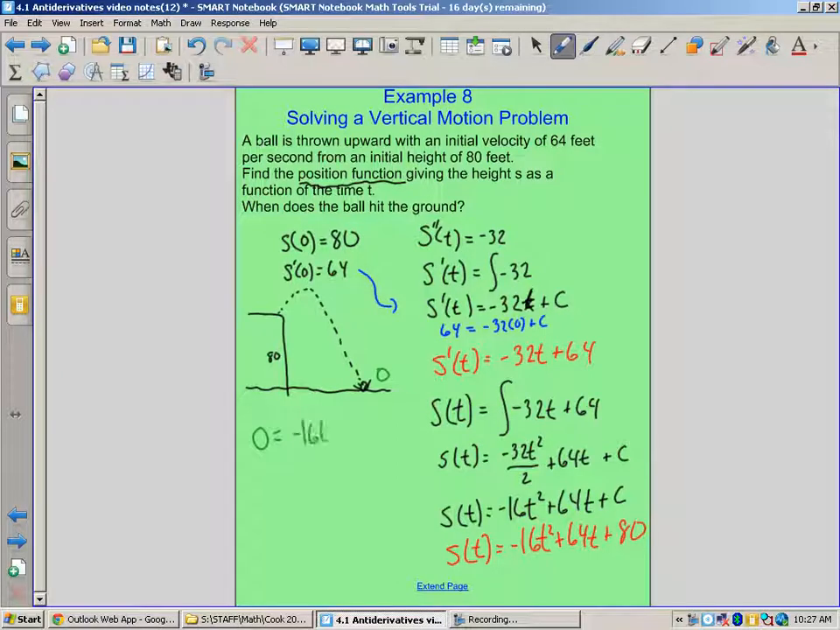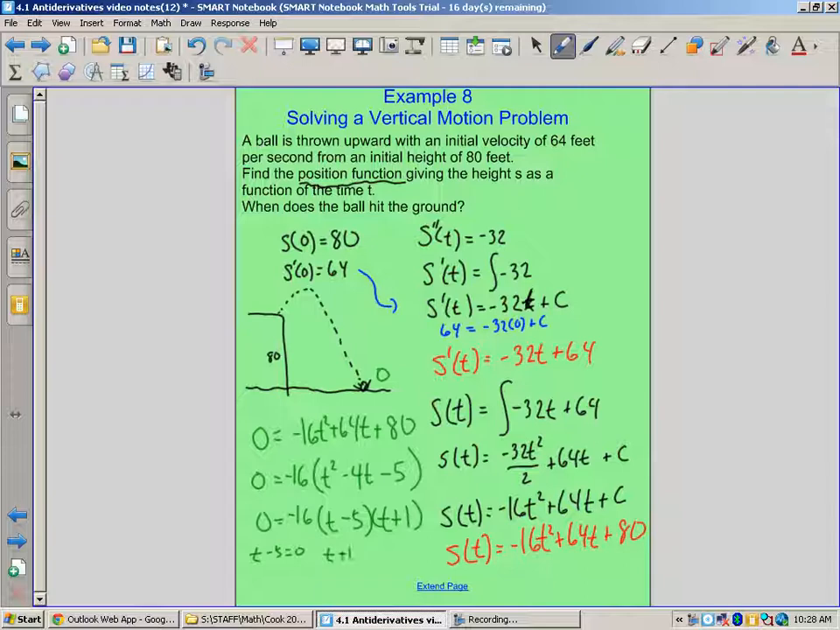Now, if I factor a negative 16 out of this, I will get t squared minus 4t minus 5, which is factorable, which gives me t minus 5 and t plus 1. Well, the 16 really divides out, so I have t minus 5 equals 0 or t plus 1 equals 0. So t is either 5 or negative 1.